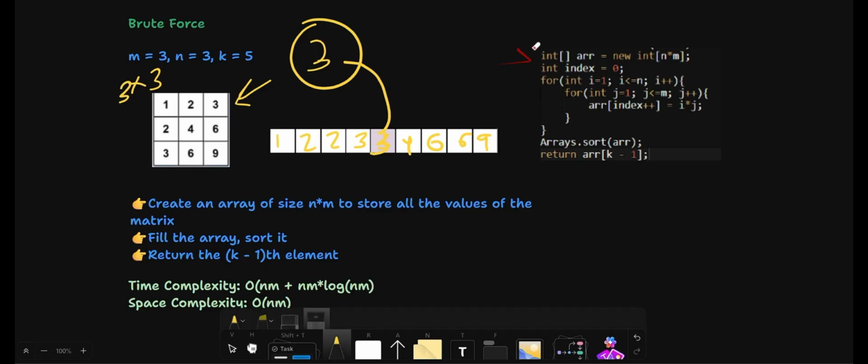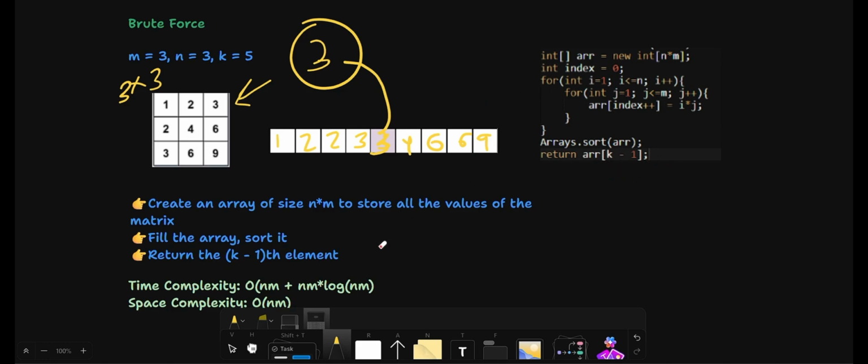Let's see the code for the same. We'll create an array of size n cross m, and for filling this array, I've taken a pointer index starting from 0. For iterating through every element, i and j start from 1 because it's one based indexing. I'll multiply i into j, fill that in the array, and do index plus plus. Filling is done, so after that we have to sort the array. Once it is sorted, we can directly return array of k minus 1.